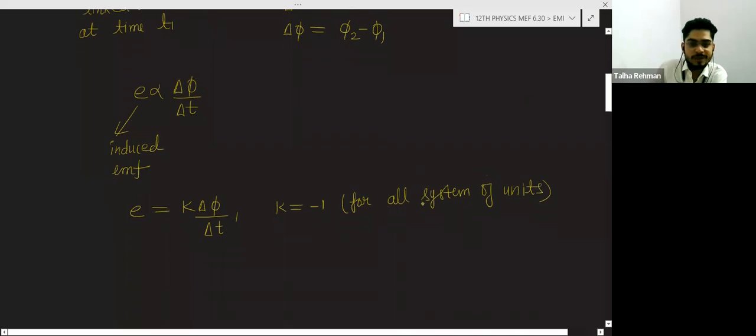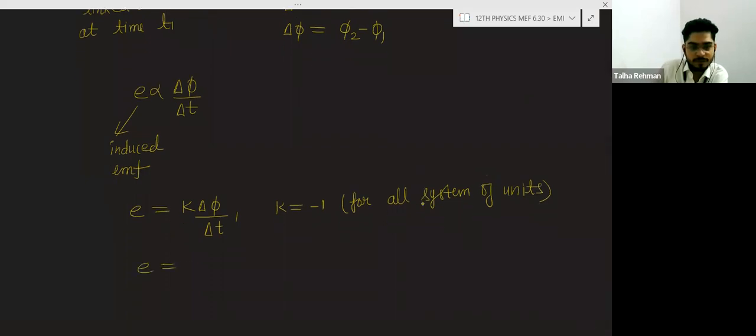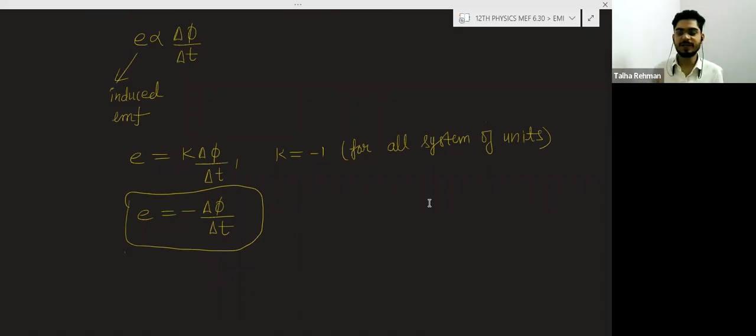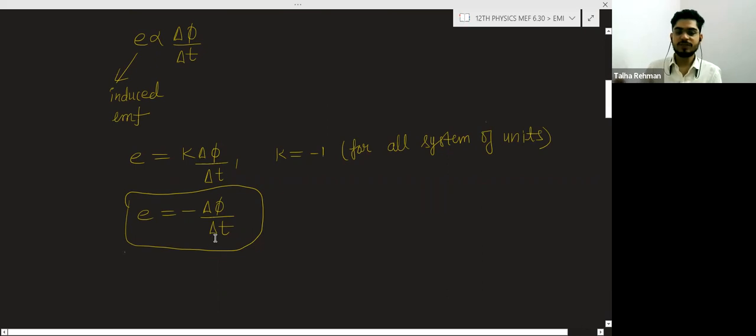So put the value of K here. So this will become minus delta phi by delta t. This is your magnetic EMF. So your EMF is given by minus of delta phi by delta t. Delta phi means change in the magnetic flux. Delta t, change in the time.